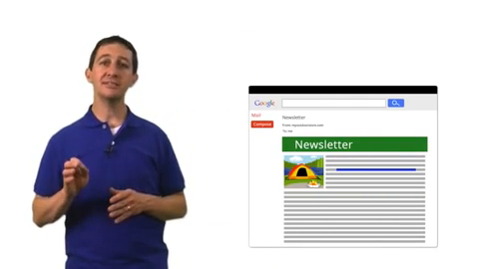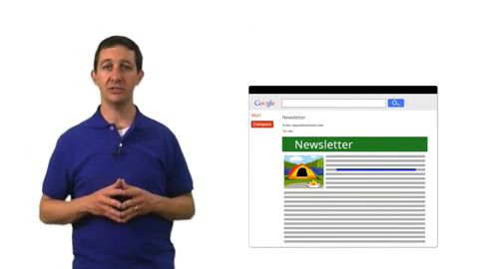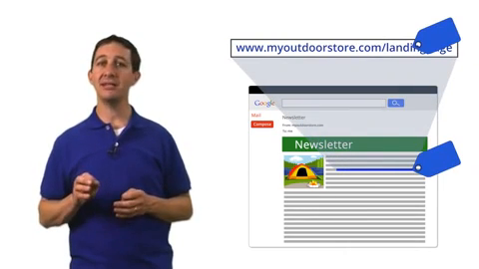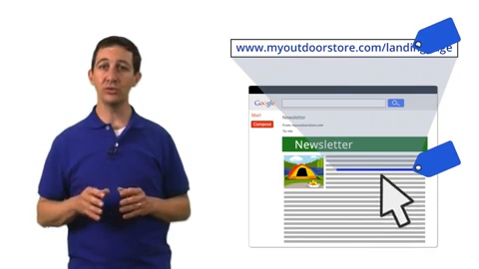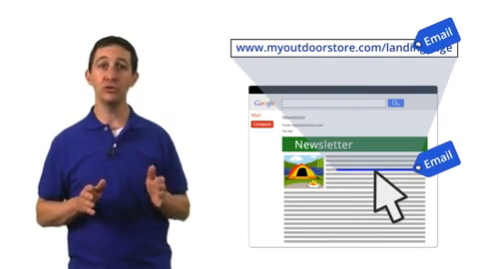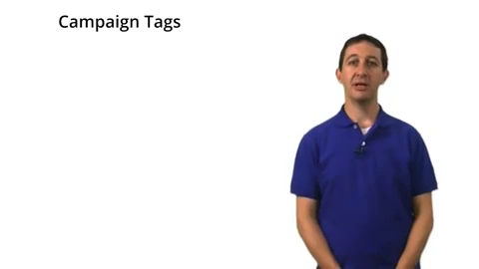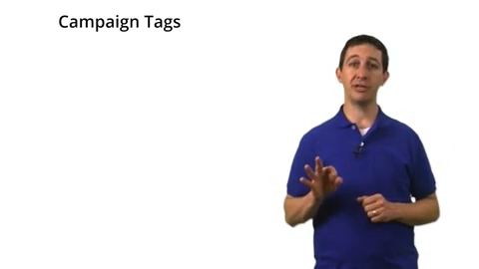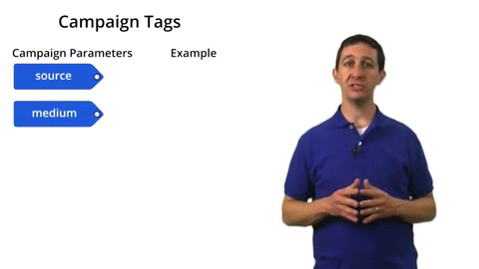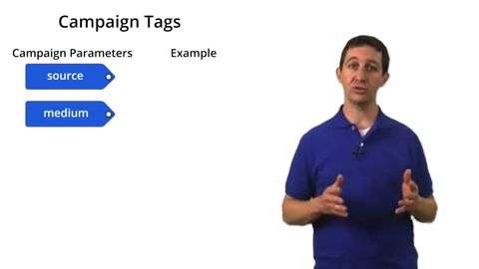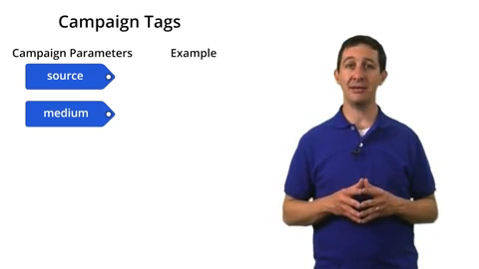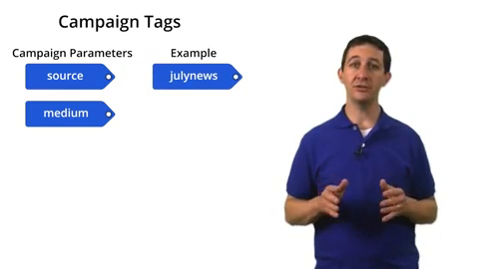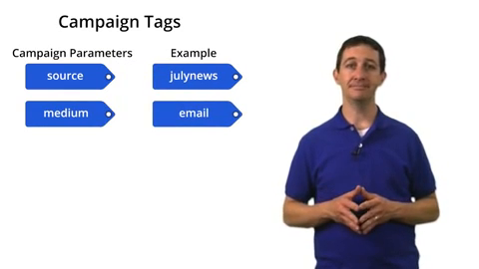For example, let's say you send a monthly newsletter to your customers. The newsletter has links that go to your website. Adding campaign tags to these links allows Google Analytics to identify that the user came from an email campaign. There are 5 campaign tags that you can use. You'll usually use at least 3 when tagging links. The source and medium tags allow you to overwrite the source and medium that would ordinarily get set by default. For the newsletter, you might set the source to July News and the medium to email.